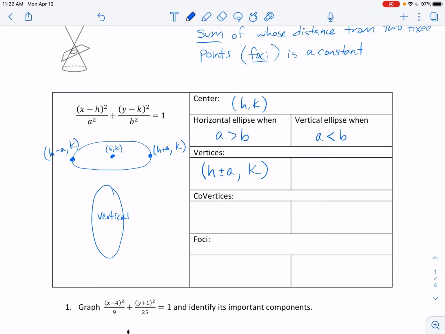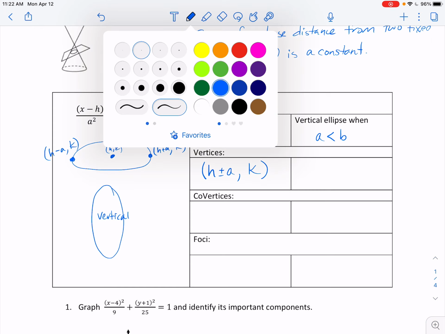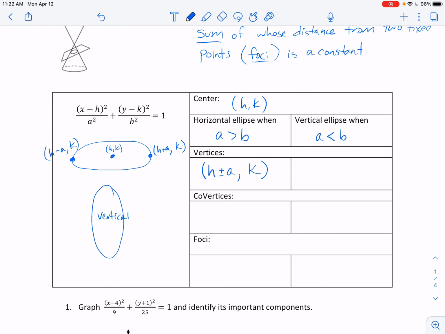Okay, now the co-vertices are on the minor axis. So that means I have to move up to this point, and I'm moving B units to get there. So it's kind of like radius, except it's not, because they could be different. So the minor and the major axis could be different from each other. Another way to say that is that circles are a subset of ellipses.